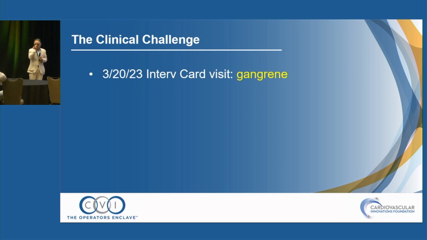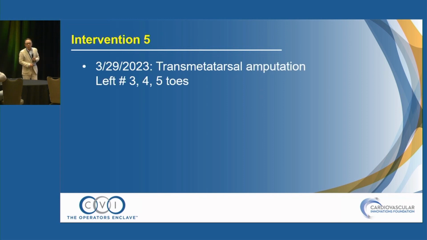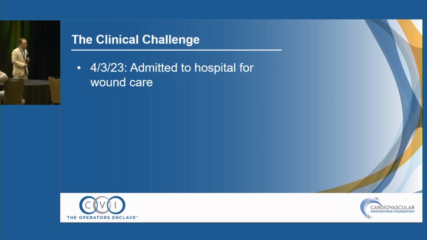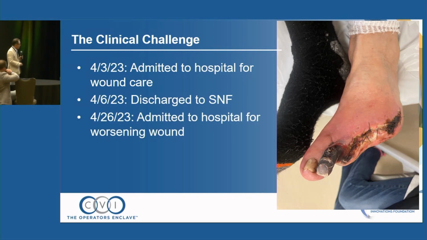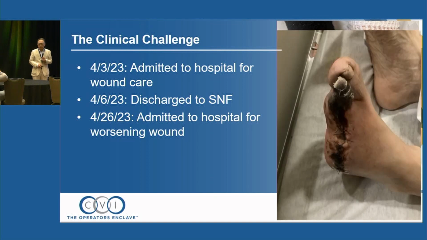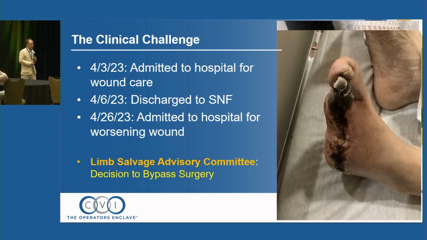In a follow-up visit, the wound was not healing and required transmetatarsal amputation of the third, fourth, and the fifth digits. In a follow-up visit, this was the examination at the time, and the patient was admitted for wound care and was discharged a couple of days later, only to return 3 weeks later with this finding. So at this time, Limb Salvage Advisory Council was activated, and we had a discussion, and the decision was made to consider surgical bypass at this time.